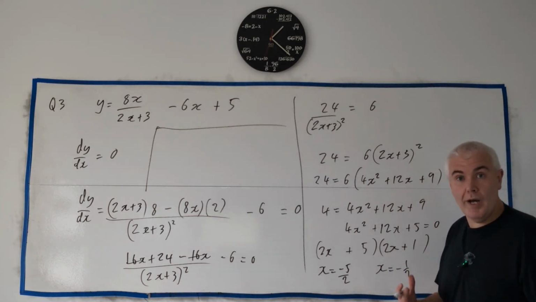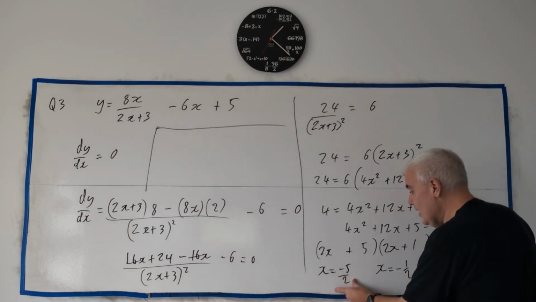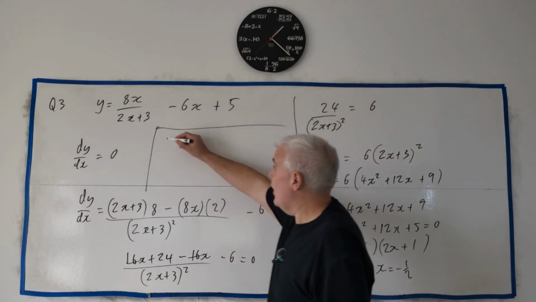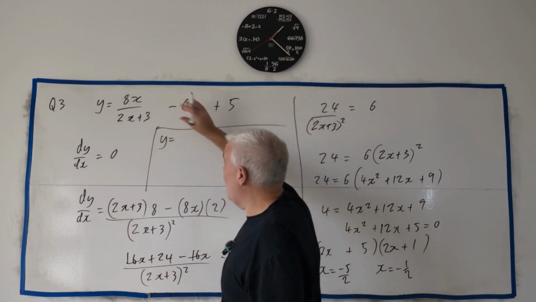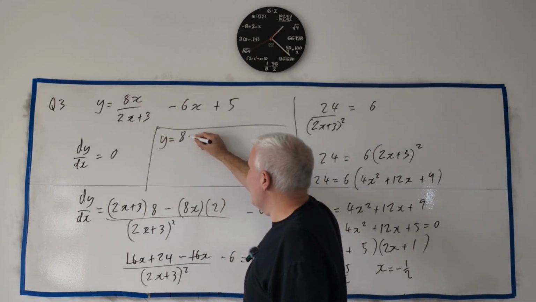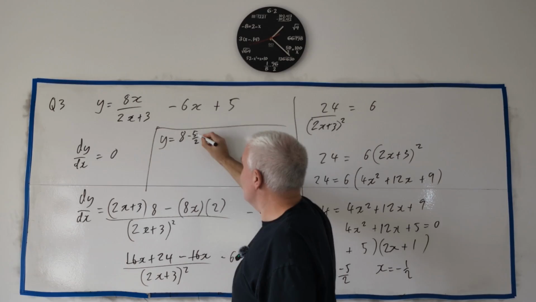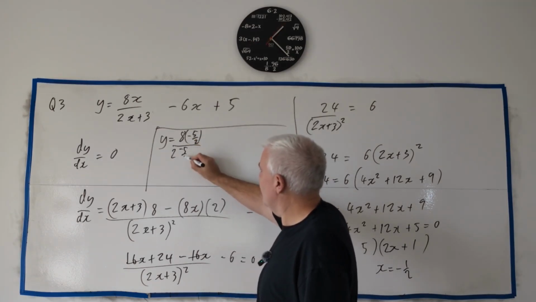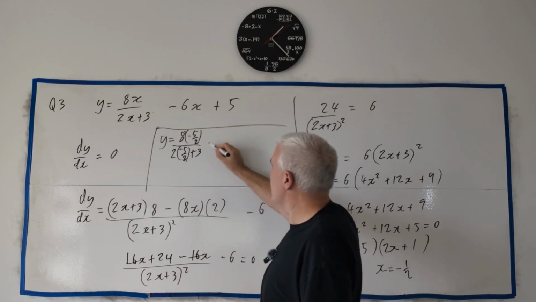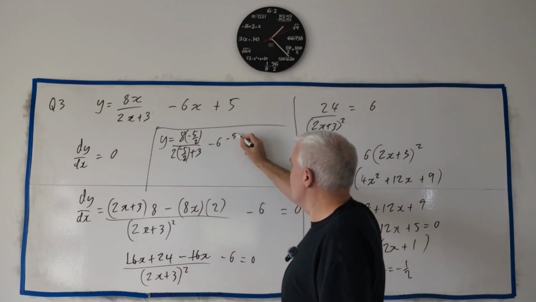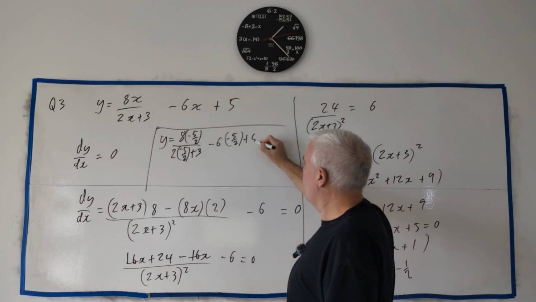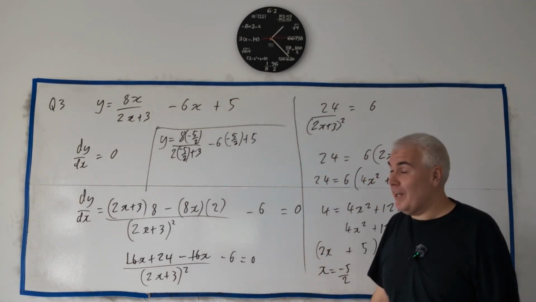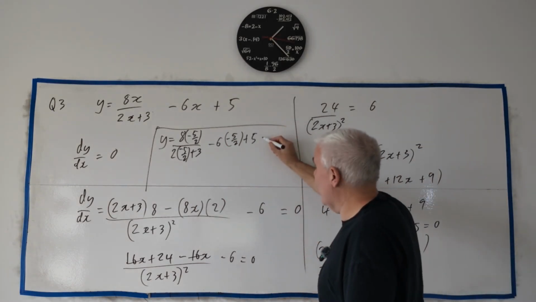Remember, we still want y. So if x is minus 5 over 2, what's y? Y is equal to all of this. Let me write it out once. 8 multiplied by minus 5 over 2 over 2 times minus 5 over 2 plus 3 minus 6 times minus 5 over 2 plus 5. Do all that out by hand or do it on a calculator.